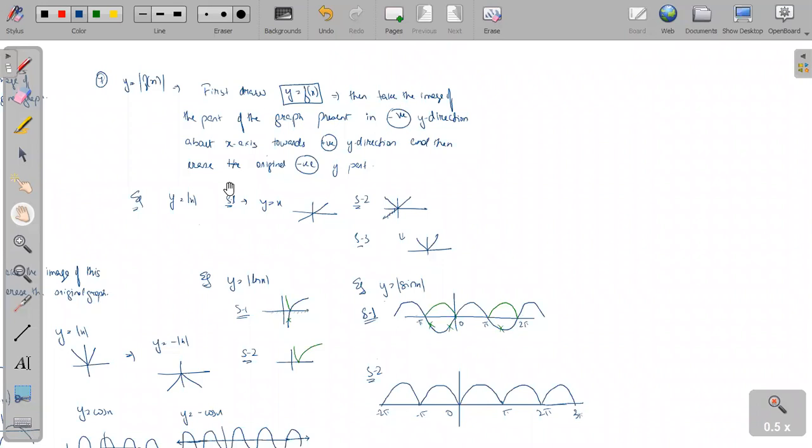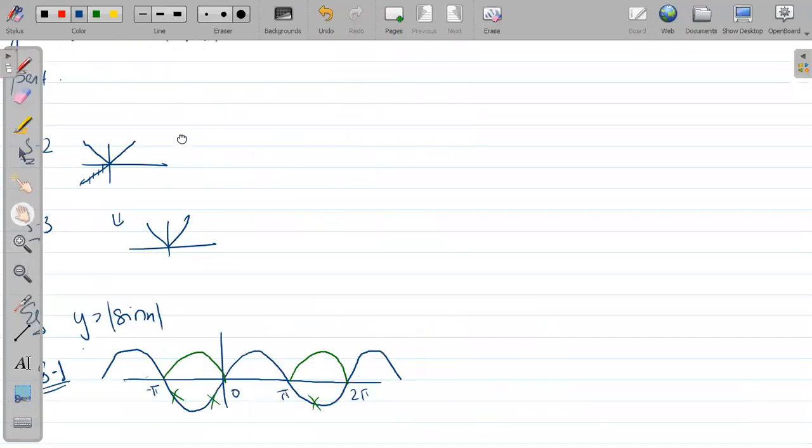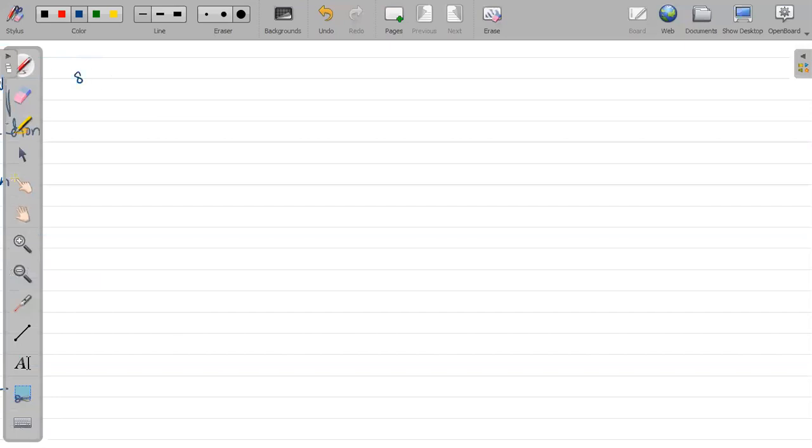Let's see then. No doubt, I guess. No one has raised the hand. Very good. Everyone has written also. Point number 8. I am moving towards point number 8.